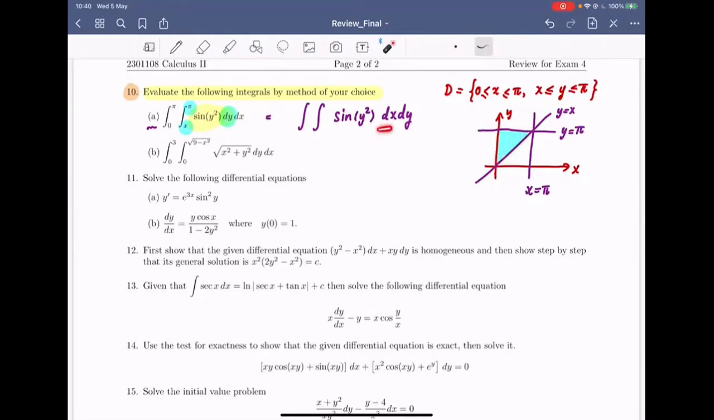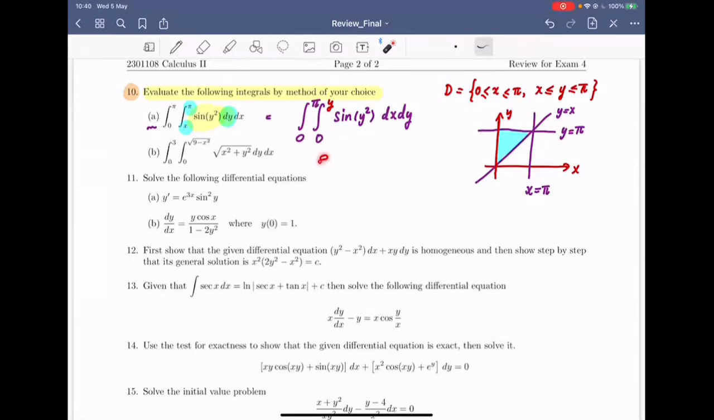Now we switch to dx dy. x is going to be from 0. How do you know that? Because here x equal to 0. And here the right curve is x equal to y. So x goes from 0 to y. And then y goes from 0 to pi, because instead of doing the vertical line, you do the horizontal line. So that's 0 to pi.